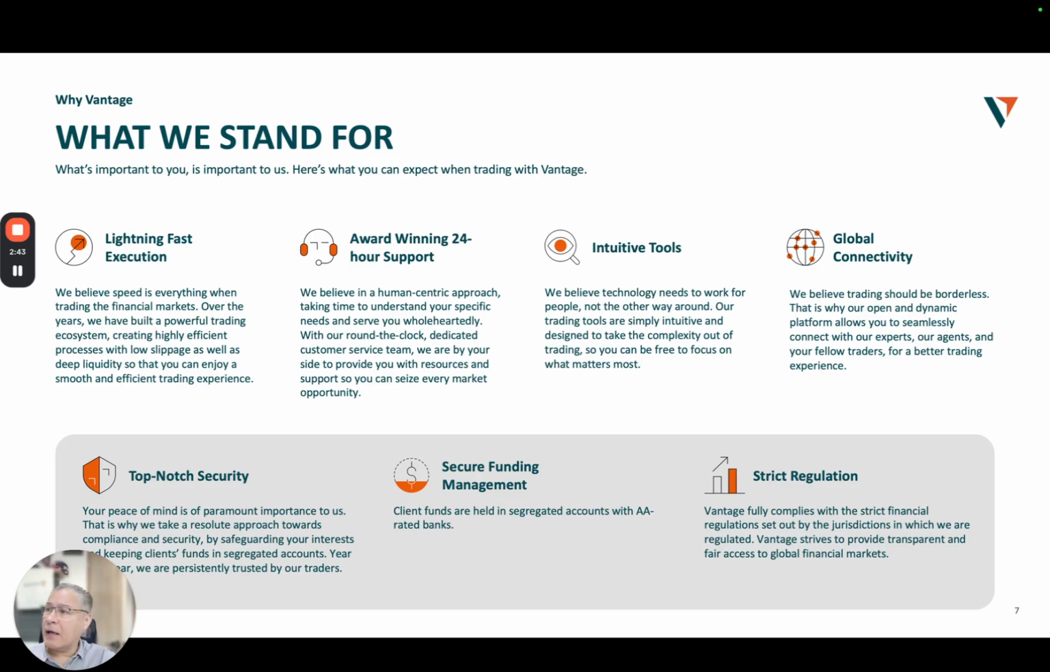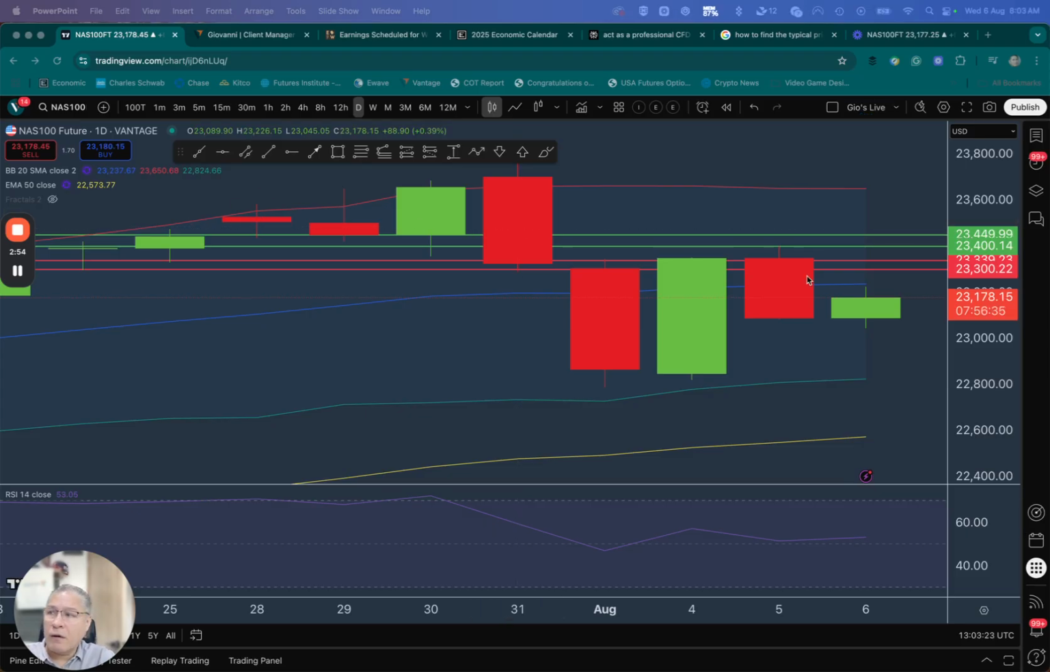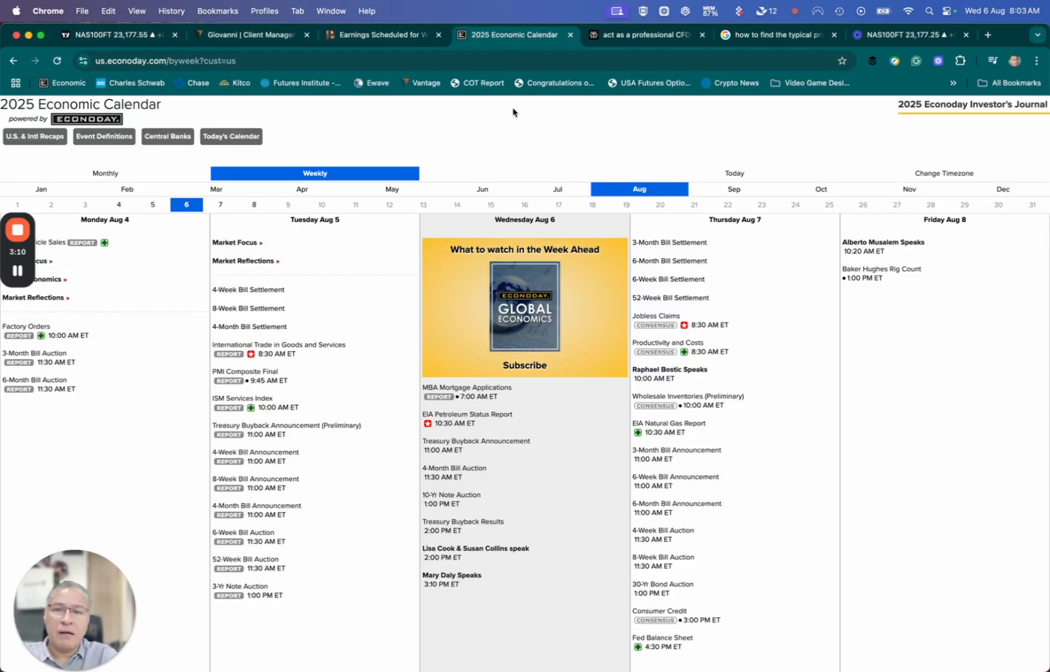All right, let me now start sharing the chart with you real quick so that we can get started here. Hold on for 1 second. All right, so in front of you, you should be seeing my chart. Before we get into it, let's take a look at the economic calendar for today.